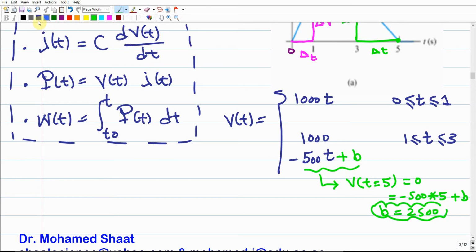So definitely we end up with b being positive, this value, 2500. This is going to give us the third equation in case the time is between 3 to 5 seconds, as already given up there, right?